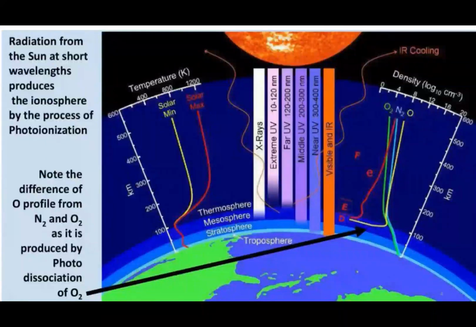And this panel here shows how the electron number density of the free electrons produced by the photoionization process, marked by E, and the red line graph shows how it varies with respect to height. And also the other graphs show how the neutral constituents like the molecular oxygen O2, molecular nitrogen N2, and the atomic oxygen O vary with respect to height.